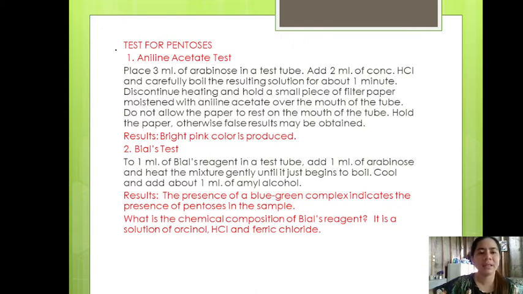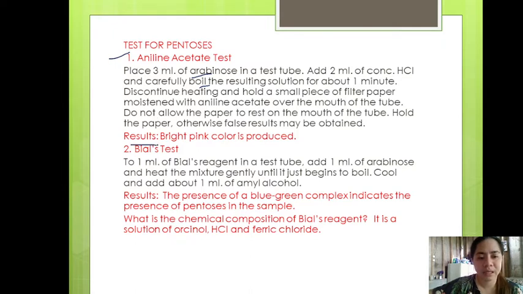Okay. Aniline acetate test. Place 3 ml of arabinose in a test tube. Add 2 ml of concentrated hydrochloric acid and carefully boil the resulting solution for about 1 minute. Discontinue heating and hold a small piece of filter paper moistened with aniline acetate over the mouth of the tube. Do not allow the paper to rest on the mouth of the tube, otherwise a false result may be obtained.